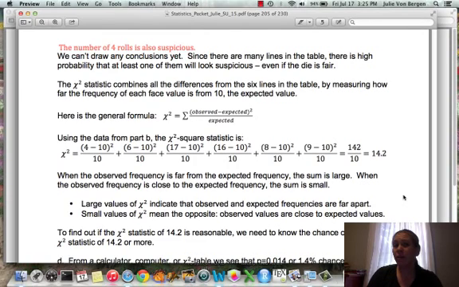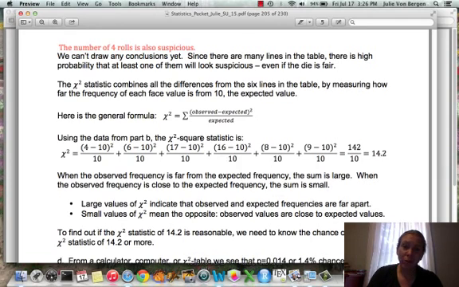We can't draw any conclusions yet. Since there are many lines in the table, since there are 6 different face value choices, there's a high probability that at least one of them will look suspicious even if the die is fair. The Chi-Squared statistic combines all the differences from the 6 lines in the table by measuring how far the frequency of each face value is from 10, the expected value.